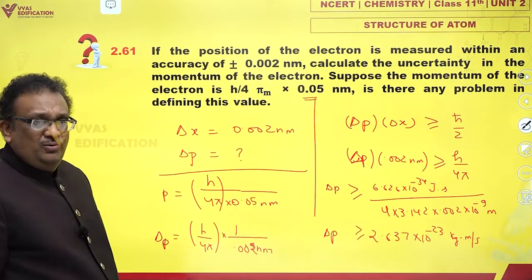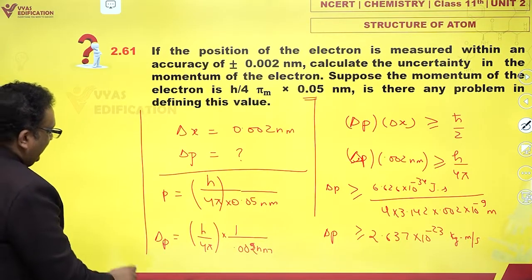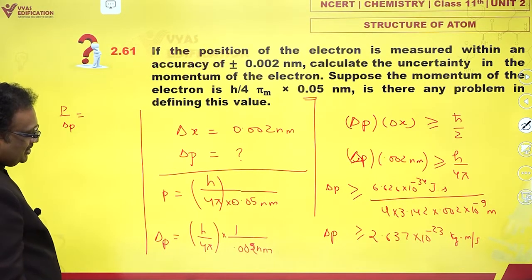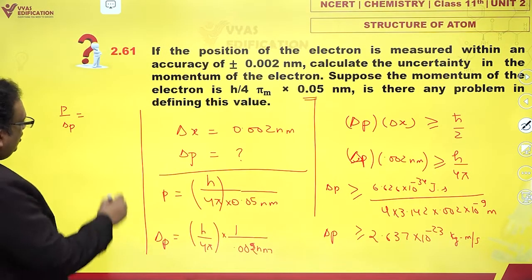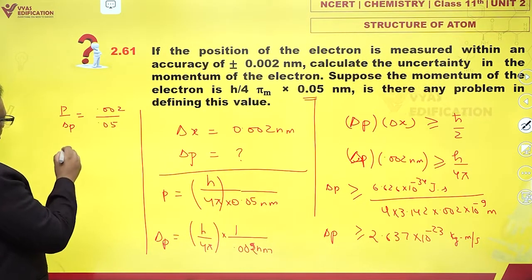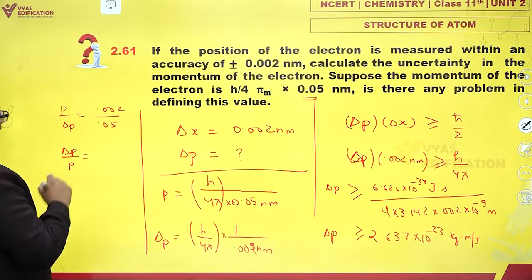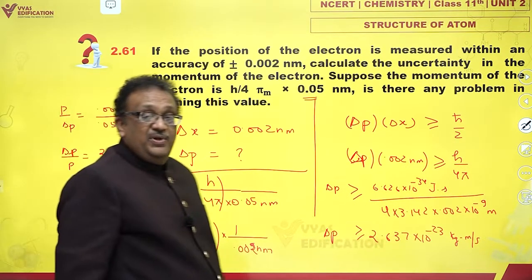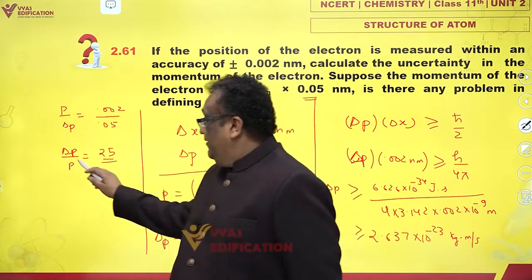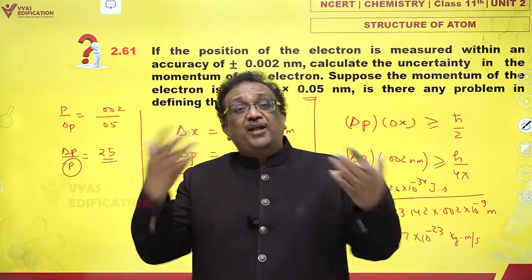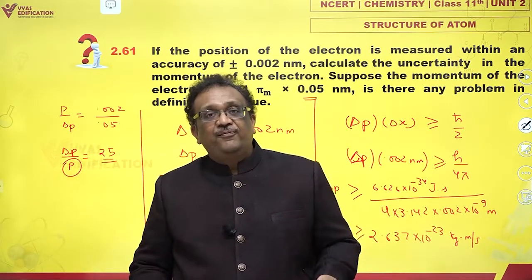Can I take a ratio? I very well can. If I take a ratio, p by delta p comes out to be 0.05 by 0.002. So delta p by p is 25. What does that mean? It means that if momentum has a certain value, the uncertainty is 25 times the momentum itself.